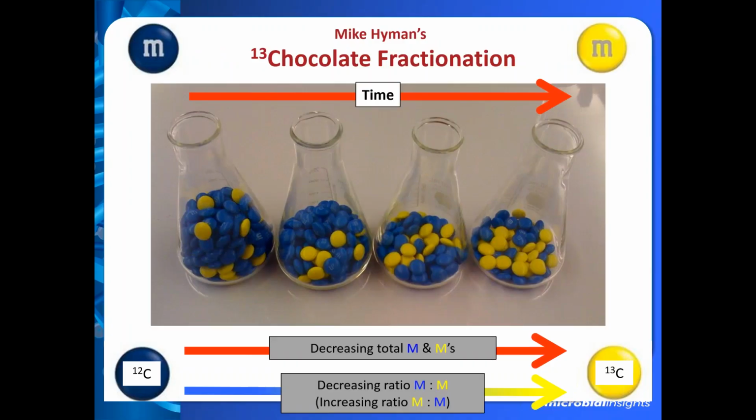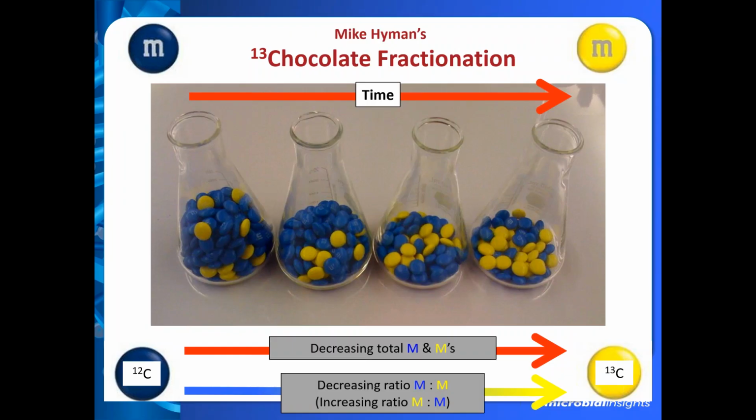This is an excellent illustration that Mike Hyman does, so we borrowed it here. This is C13 M&M's chocolate fractionation, and it's a great illustration of the carbon enrichment process. In this illustration, each individual M&M represents a quantity or a molecule of a contaminant. If that contaminant is composed of only carbon-12, then it's blue. If it has carbon-13 in it, then it's yellow.